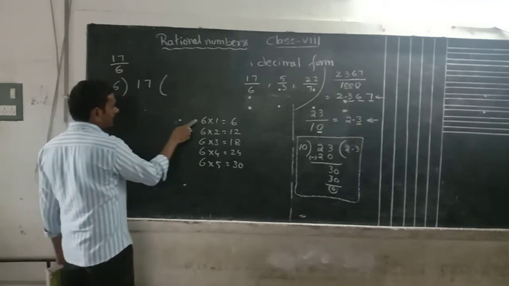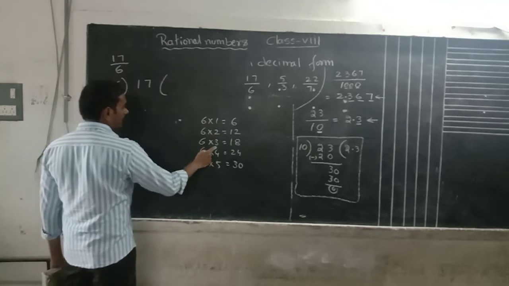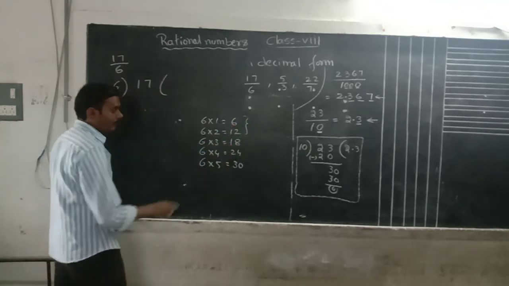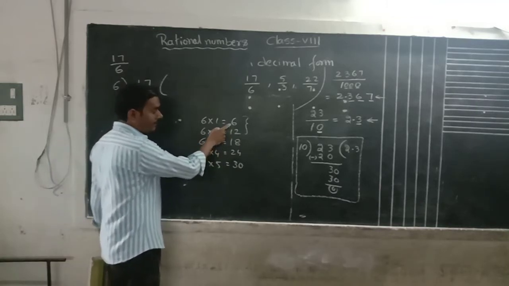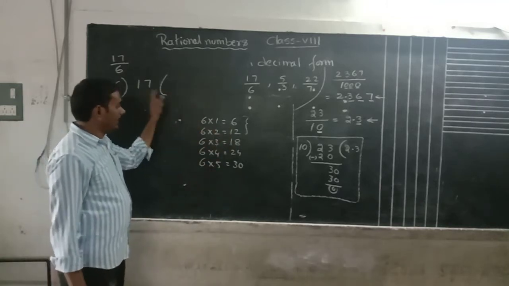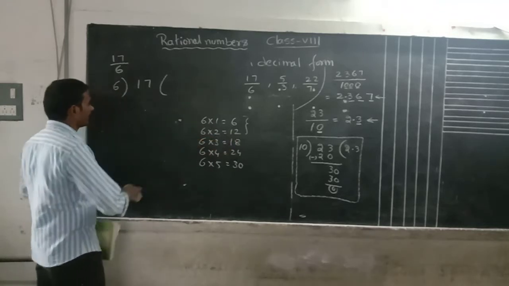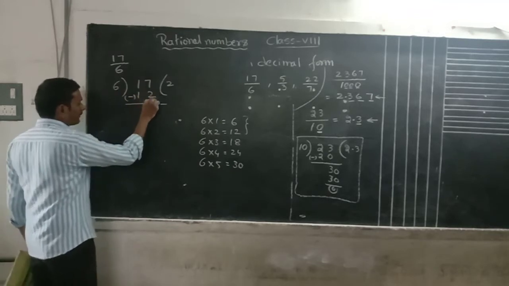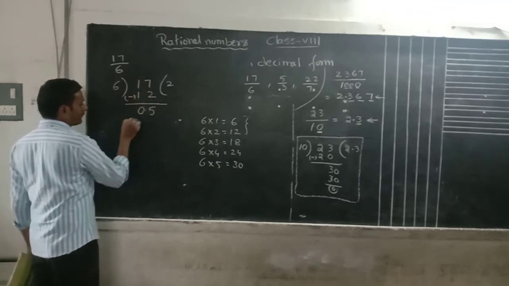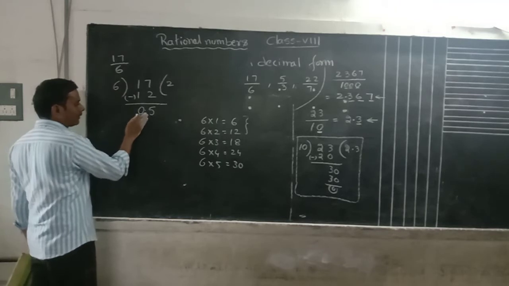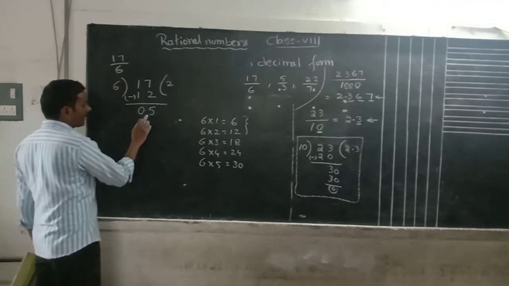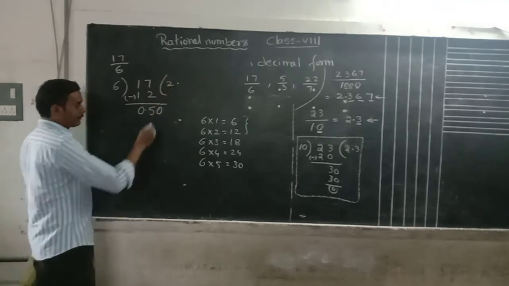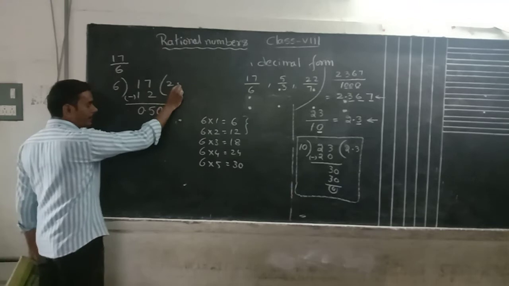Okay, 6 1 is 6, 6 2 is 12, 6 3 is 18. 18 is more than 17, so don't take it. These two numbers we have to consider. Which number is very near to 17? 12 is near, so we have to take 12. 6 2 is 12. Subtract this one. 7 minus 2 is 5, 1 minus 1 is 0. 0 is no need to write. Now 5 will not subtract 6, so take the point here and take 0.